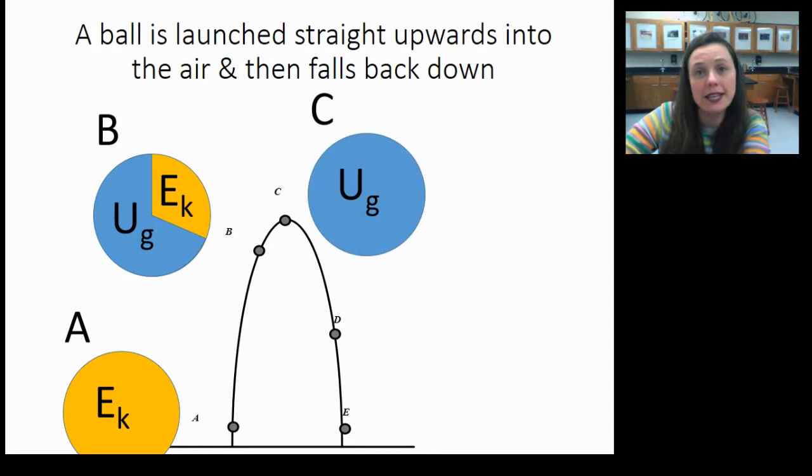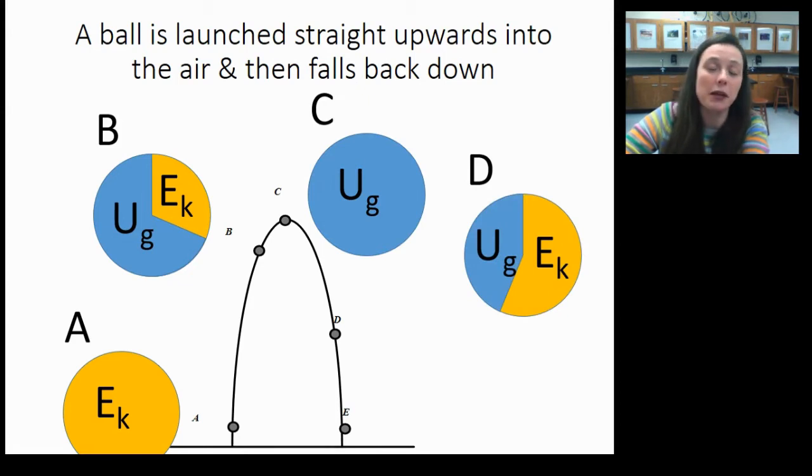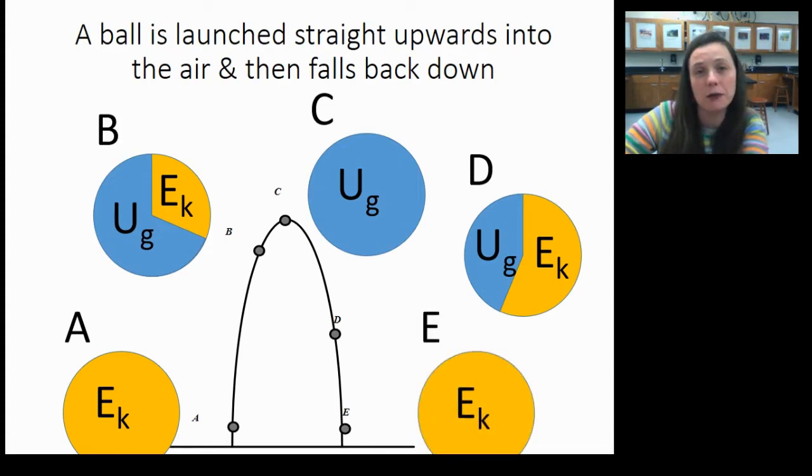And when it gets to point C, the very top of its trajectory, its velocity is equal to 0 for just an instant. At that instant, its energy is completely gravitational potential. But then it begins to fall back down, and as it does so, the gravitational energy is transforming back into kinetic energy. When it gets to point D, the pie chart looks something like this. And when it gets to point E, all of the energy has transformed back into kinetic energy.